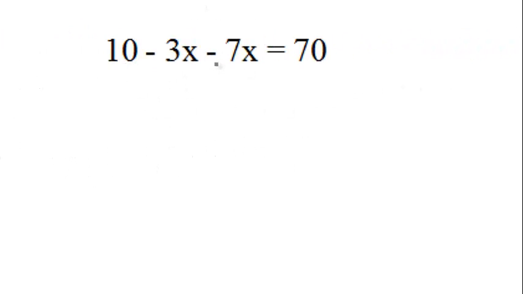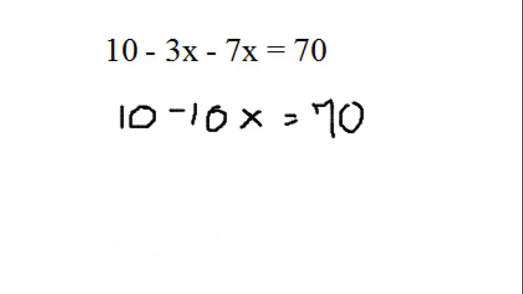In this example, we have a couple of steps to go through. We have 10 minus 3x minus 7x. So before we can go on, we have to combine the negative 3x and the negative 7x. We combine them together and that gives us minus 10x. So let's go ahead and rewrite it. 10 minus 10x is equal to 70.